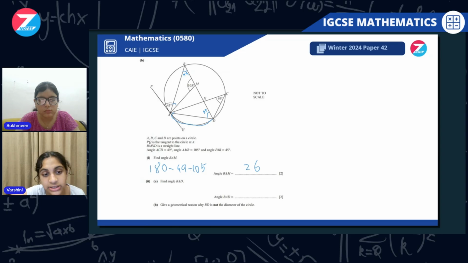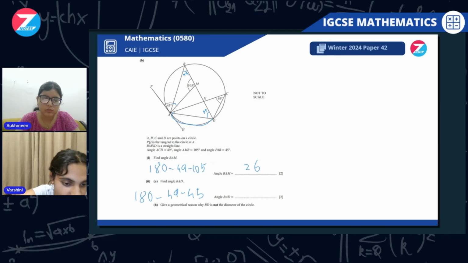And now again, since we have 3 points in the triangle, 49 plus BAD plus 45 is going to equal 180. So we have to do 180 minus 49 minus 45. And again, you can put that straight in your calculator and you'll get 86.